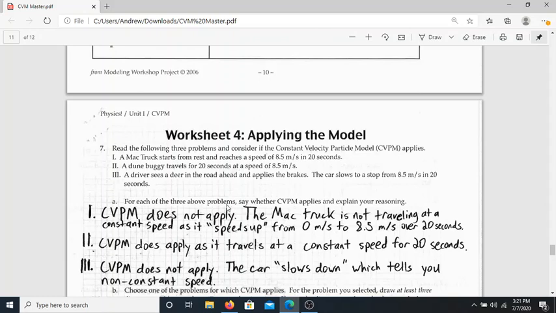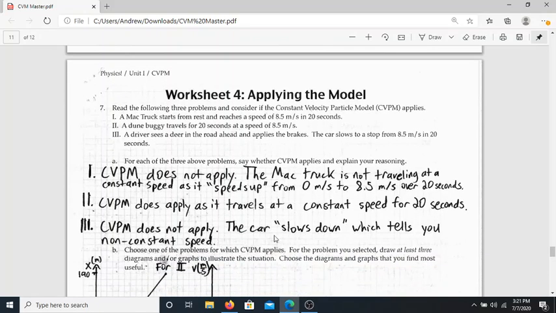For part B, it says choose one of the problems for which CVPM applies, which right away, of the three, we know that only number 2 has that. So basically what you're going to do is look at number 2. I want you to draw at least 3 diagrams and/or graphs to illustrate the situation. All right? So what that means is that I want you to draw 3 different diagrams or graphs that can model the motion of that dune buggy.